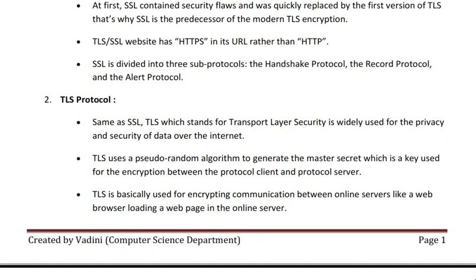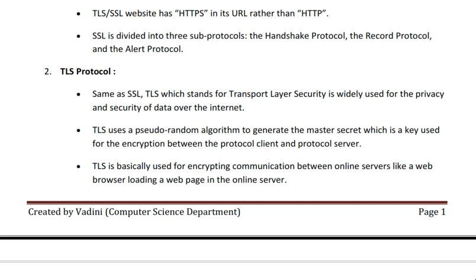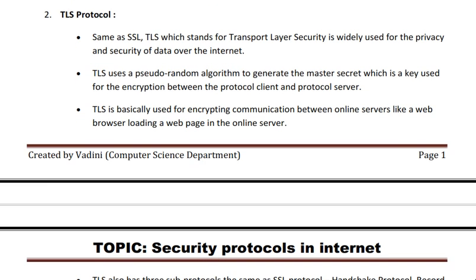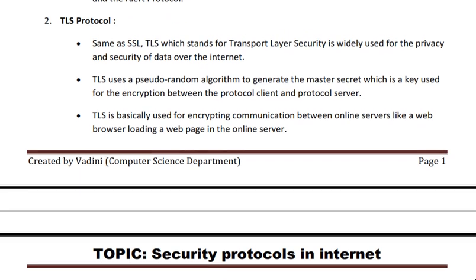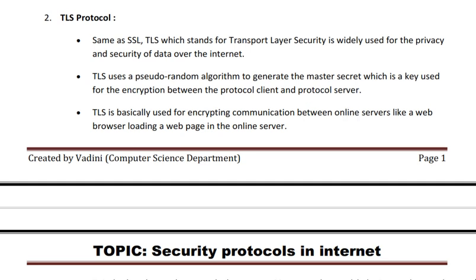Let's continue with the TLS protocol. Same as SSL, TLS stands for Transport Layer Security and is widely used for privacy and security of data over the internet. TLS uses a pseudo-random algorithm to generate the master secret, which is a key used for the encryption between the protocol client and the protocol server. TLS is basically used for encrypting communication between online servers, like a web browser loading a web page from the online server.